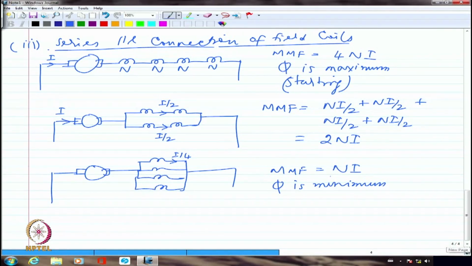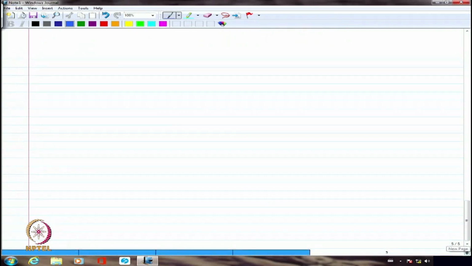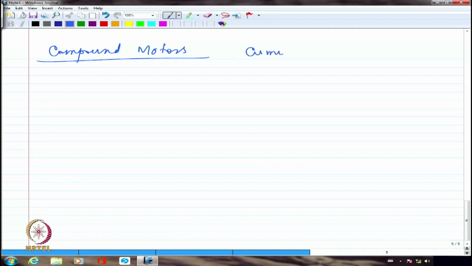Now that we have seen the series motor as well as the shunt motor, if we have a combination, if we have compound motors, how are the speed torque characteristics going to change? So we have again cumulative and differential.